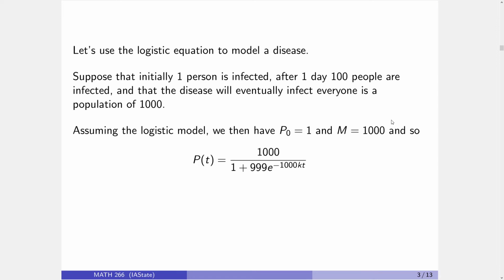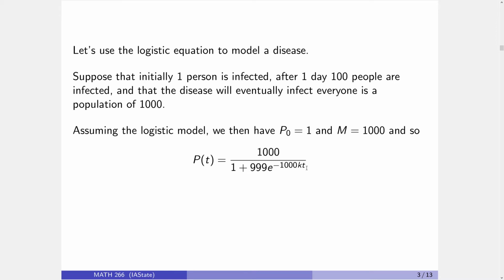Ooh, there we go. Okay. And the carrying capacity is 1,000, because only 1,000 is the amount of people that can possibly get infected. And we are assuming that everyone, if you don't got it, you're going to get it, basically. All right. And so that gives us this.